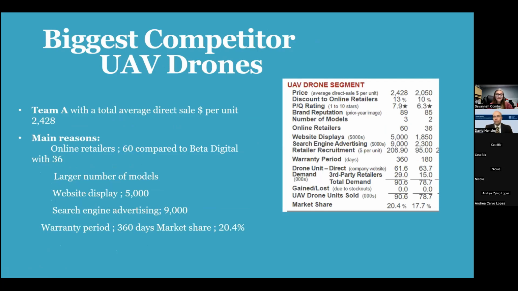For the UAV drones, again, it's Team A, with a total average direct sales per unit of 2,428. The main reason we believe they outperform is the online retailers. They got 60 compared to Beta Digital with only 36. And again, they have a higher number of models. Website display, they got 5,000, we only got 1,850. Search engine, they got 9,000, we only have 2,300. For the warranty period, they put down 360 days, we only did 180. And for market share, they got 20.4 and we only have 17.7.